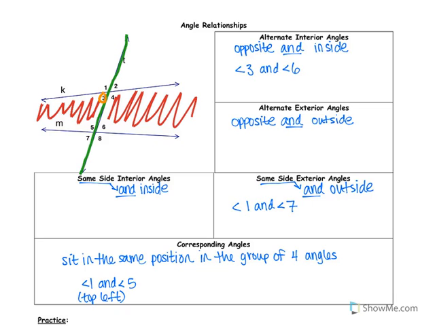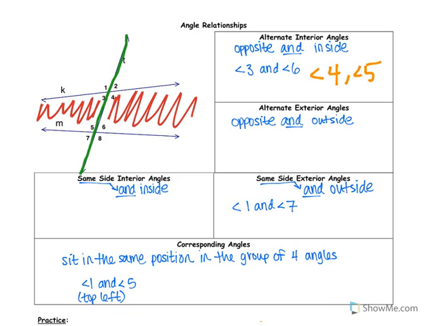And I gave you already 3 and 6 are alternate interior. 3 is on the left, 6 is on the right, but they both lie inside. There's another pair of angles, I think 4 and 5, right? 4 is on the right, 5 is on the left, but they come from opposite sides. They're both in the interior. So angle 4 and angle 5 are also alternate interior.